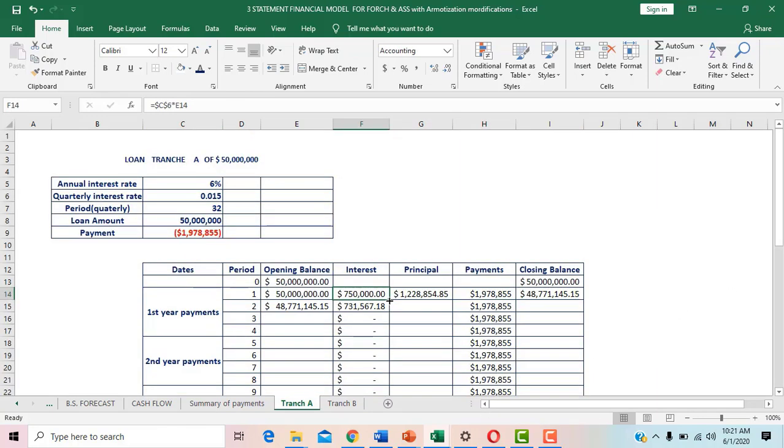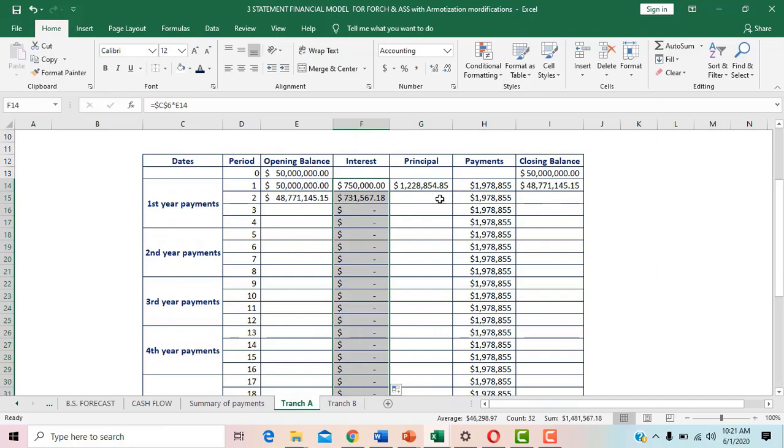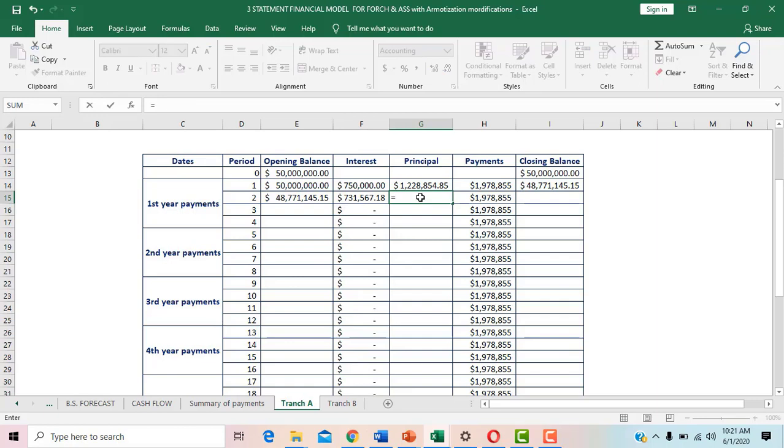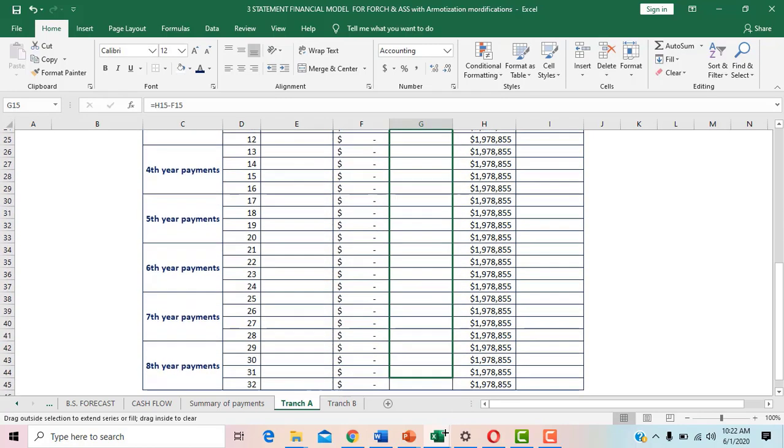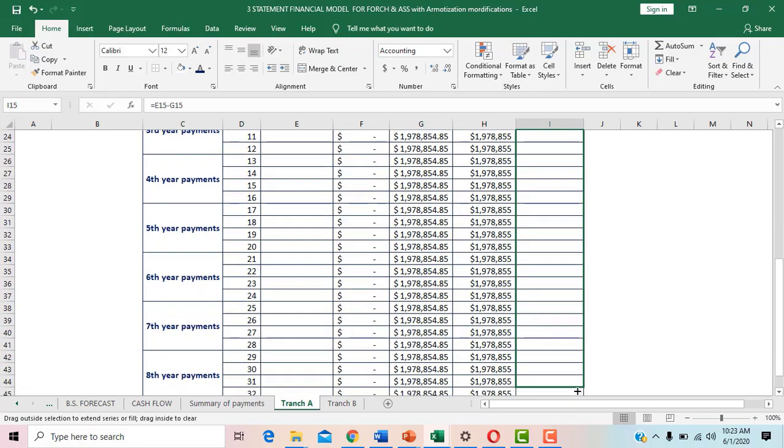So we can do the same for the interest. We just pull that right up to the 32nd period. To get the principal, as we said earlier, it is basically equal to payment minus interest. We are going to maintain that same formula, so we just pull that right up to the 32nd period. To get our closing balance, it is equal to opening balance minus principal payment. We just pull that through right up to the 32nd period.